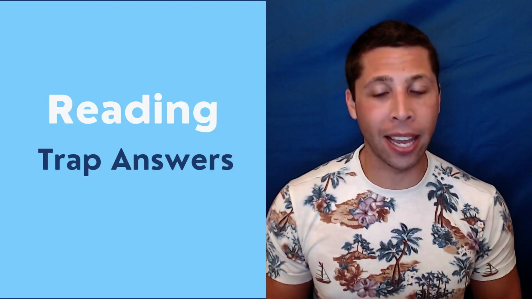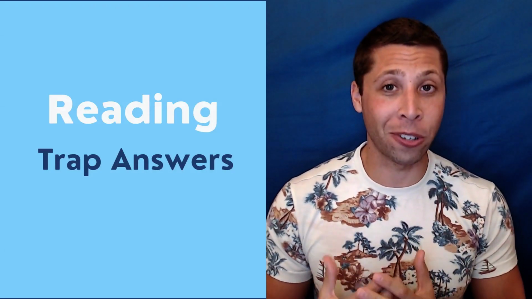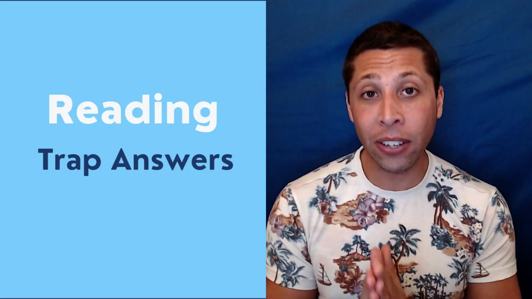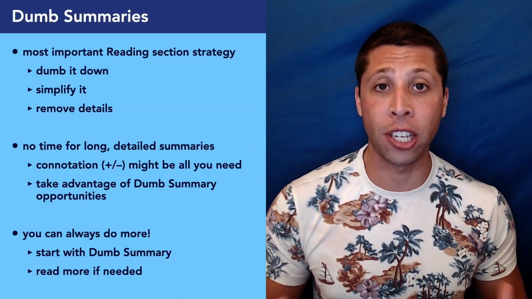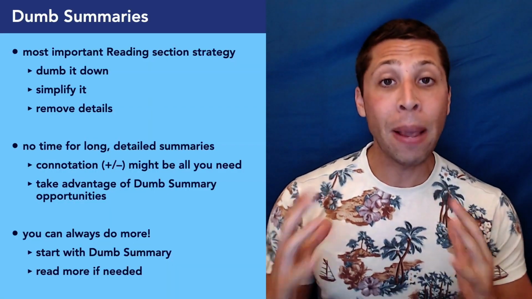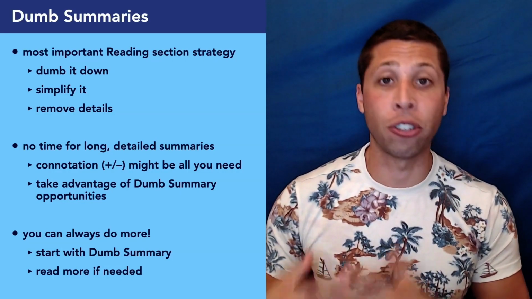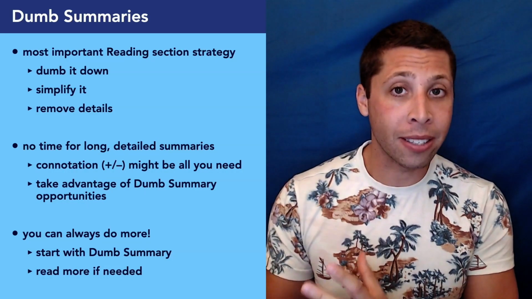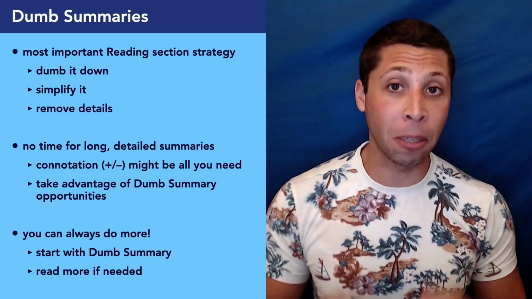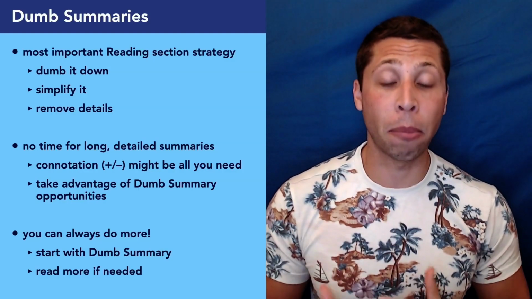But it's a complicated idea, so I want you to make sure that you've got the baseline down. Specifically, dumb summaries, the main strategy for the reading section. And it basically comes down to we can't just understand everything in a passage. There's way too many details. So what we're going to do instead is try to boil it down to some simpler ideas. And the dumb summary is the way to do that.